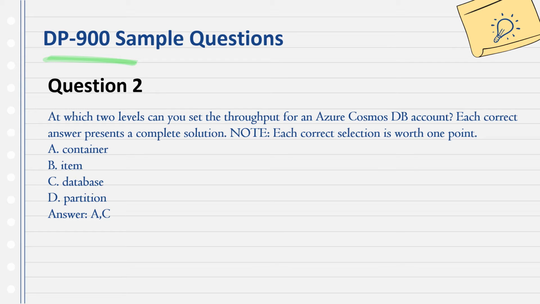Question 2. At which two levels can you set the throughput for an Azure Cosmos DB account? Each correct answer presents a complete solution. Note: each correct selection is worth 1 point. A. Container. B. Item. C. Database. D. Partition. Answer: A, C.